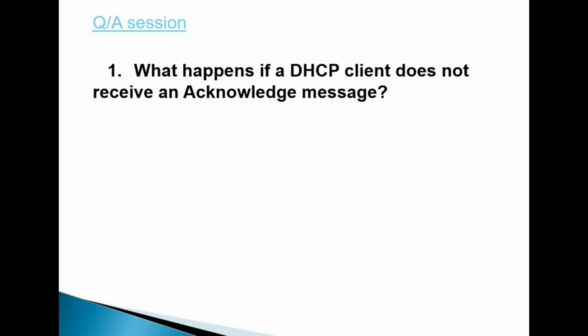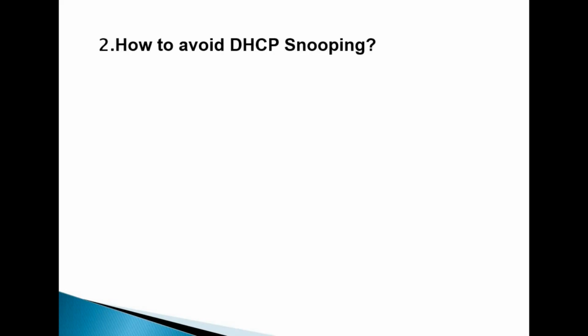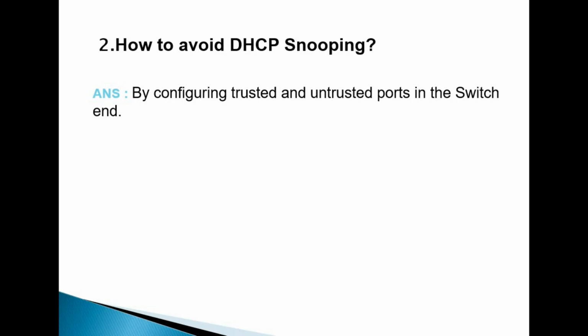What happens if a DHCP client does not receive an acknowledgement message? It will try to resend the message several times to get the DHCP acknowledgement. If it doesn't, it will send a new discovery message. How to avoid DHCP snooping attacks? By configuring trusted and untrusted ports on the switch.